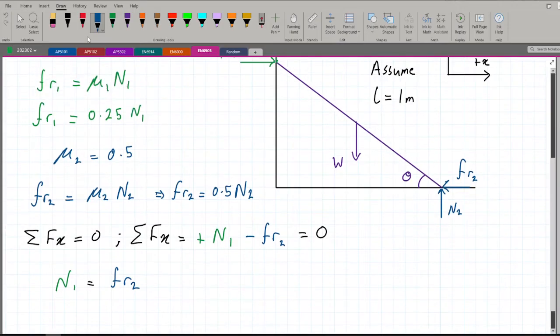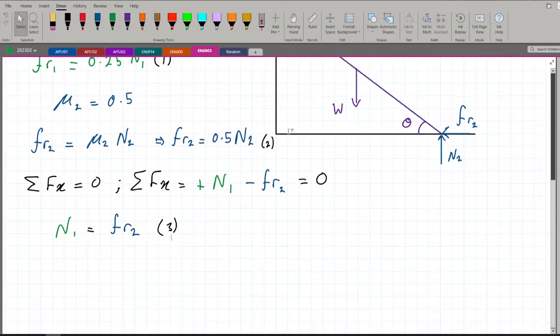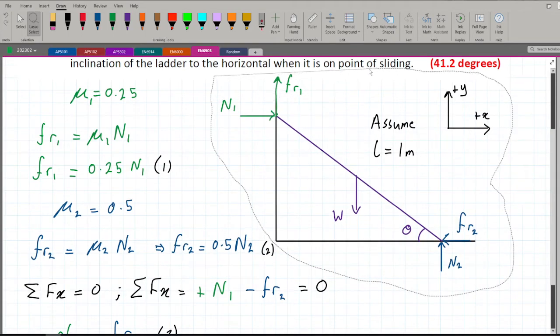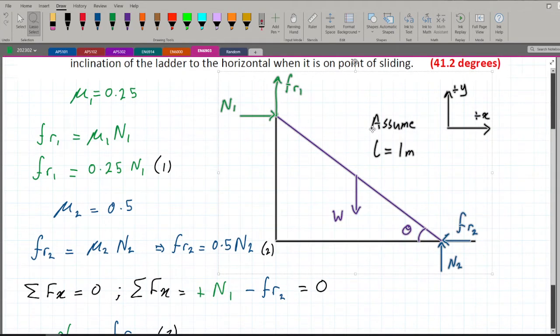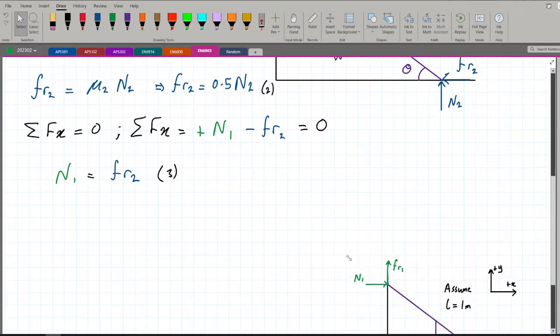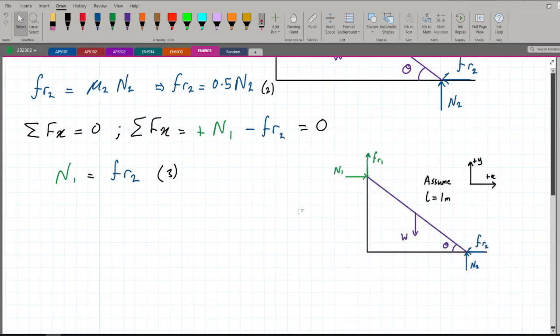Okay, same thing again, we're going to do our sigma fy. Okay, let me just number my equations. So this is equation 1, this is equation 2, this is equation 3. Okay, now we're going to do our sigma fy. So let me just get this drawing to the bottom so we can look at it again.